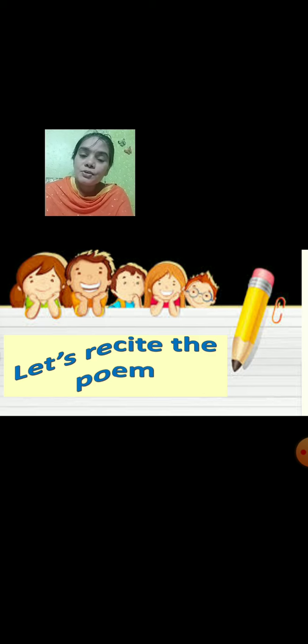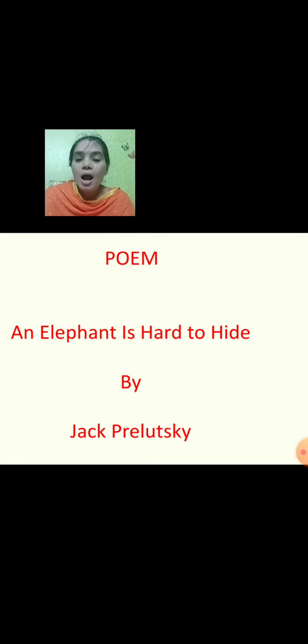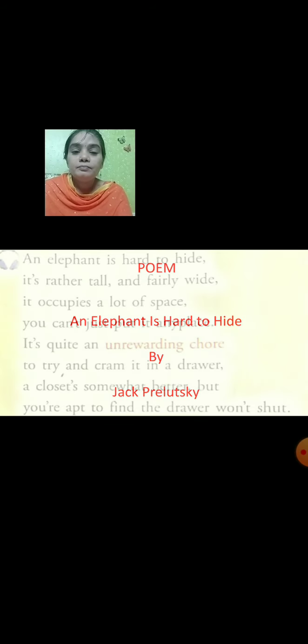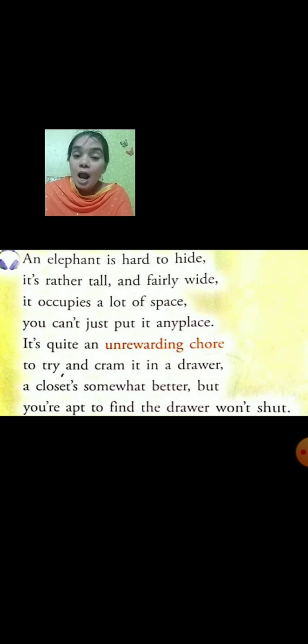Now, let's recite the poem. The title of the poem is An Elephant Is Hard to Hide by Jack Prelutsky. Now, children, I'll be reading the poem first. Then we'll discuss the meaning of the poem. So, let's get started.